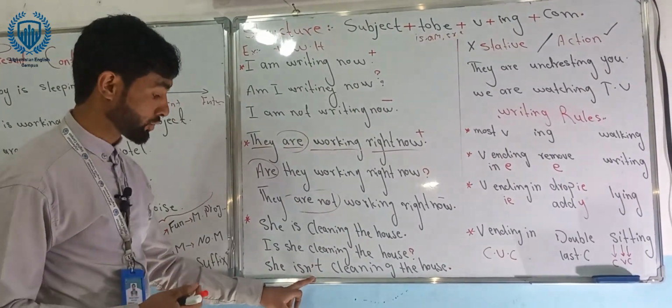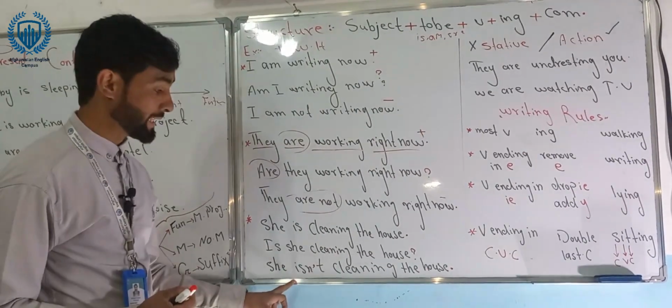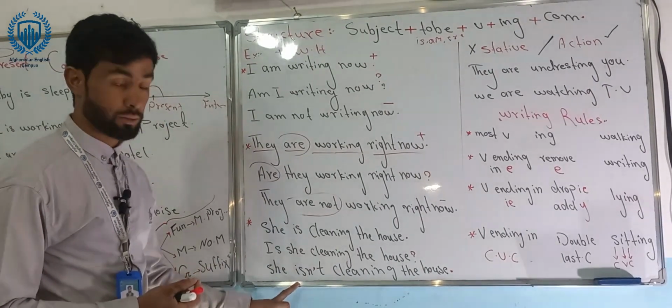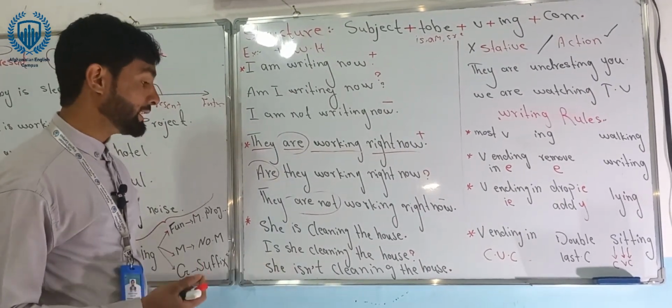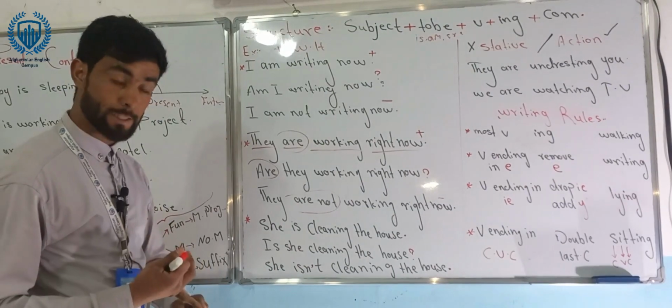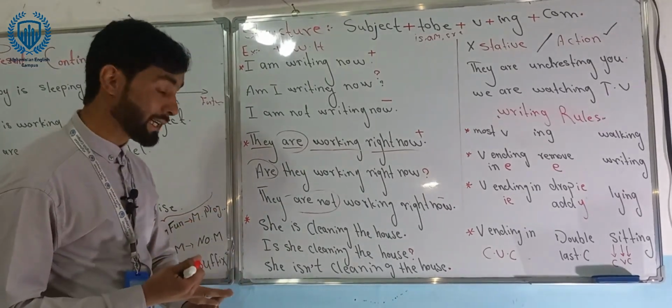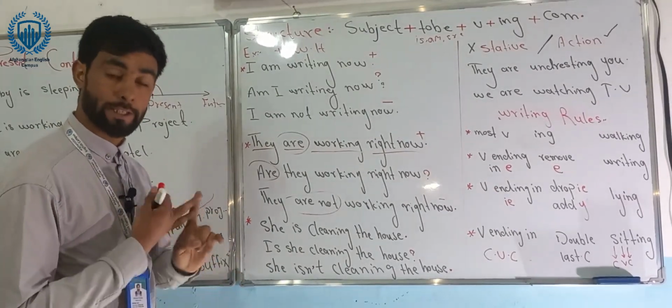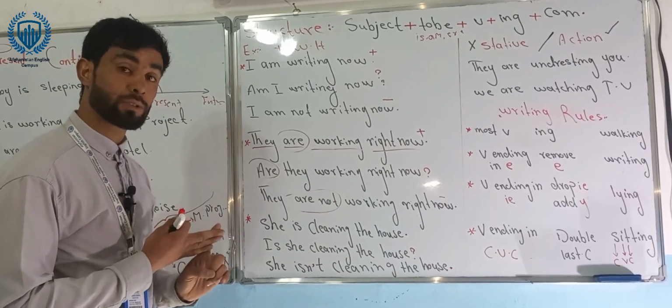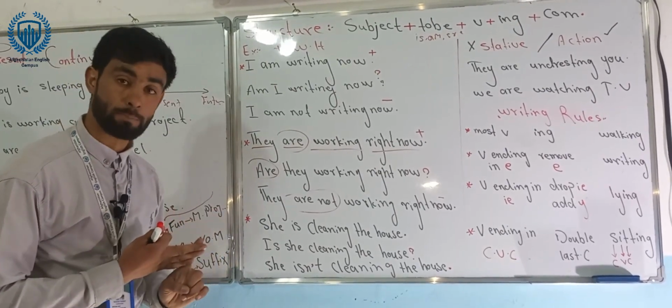To make it negative, she is not, or we can use the contraction form. Isn't. She isn't cleaning the house. It's the negative form. She is cleaning the house. Is she cleaning the house? She isn't cleaning the house.